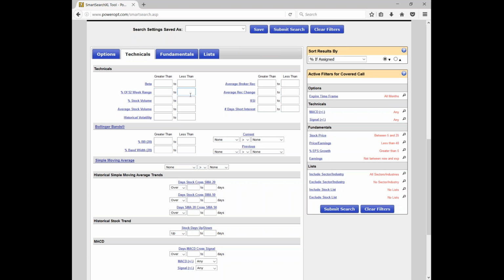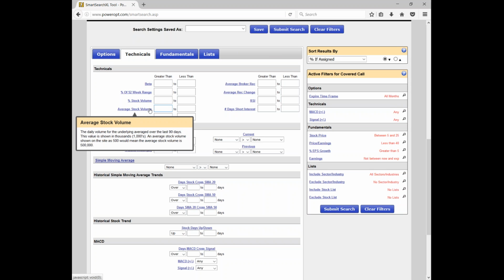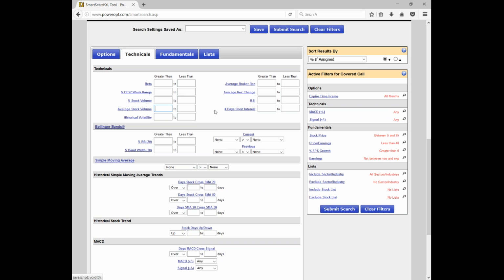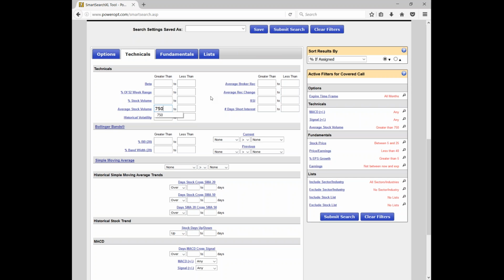But another common criteria that I want to look for, potentially on my covered call positions, is I want to look for stocks that reflect a good liquidity, not just with the options, but also the underlying security. And this field, of course, is measured in thousands. We can hover over the average stock volume filter and see this measured in thousands. It's the average volume of the last 90 days. So I'm going to start off with a minimum average stock volume of 750,000 shares per day.